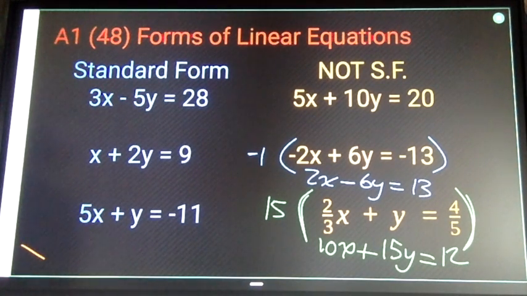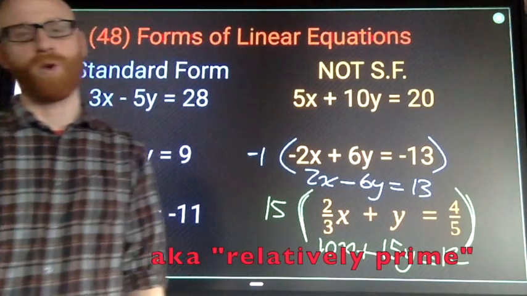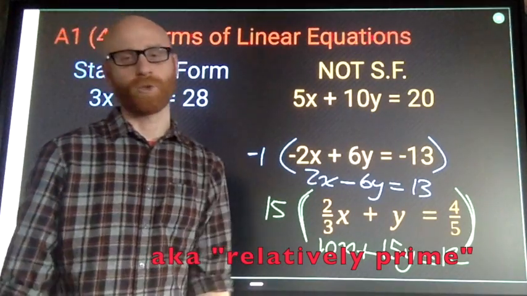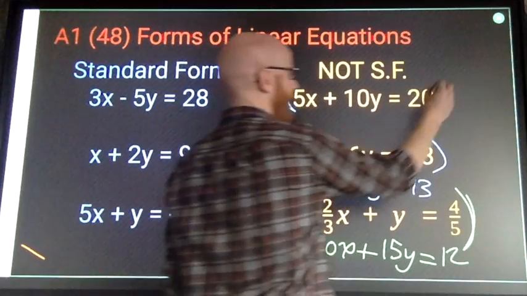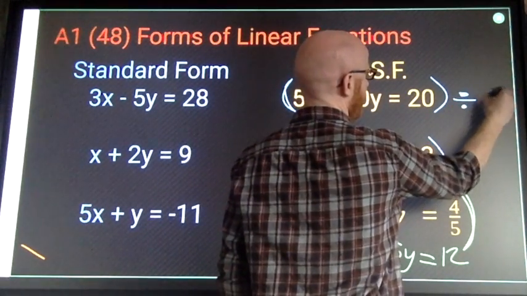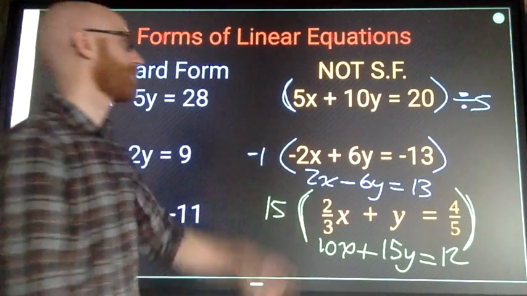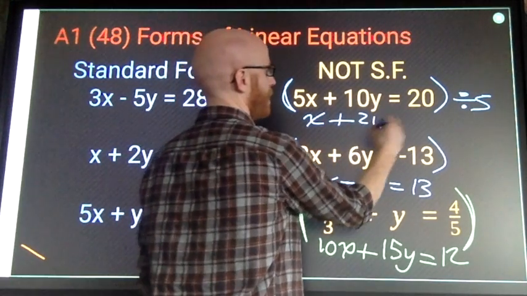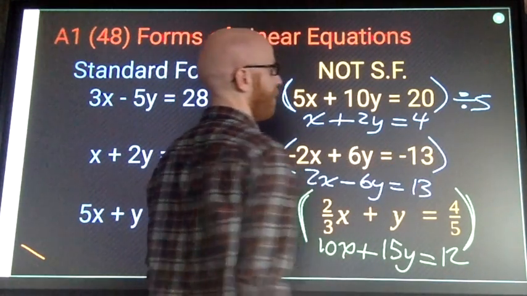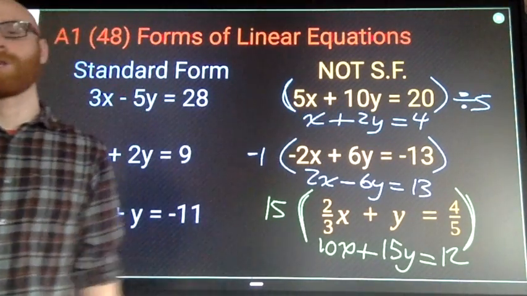Last one, why is it not in standard form? Because the three numbers are not mutually prime. 5 divides into all of them. So the way you would move it from its current state into standard form, divide everything by the greatest common factor, which is 5. So 5 divided by 5 is 1, 10 divided by 5 is 2, 20 divided by 5 is 4. Okay, and now that would be standard form for the equation above it.